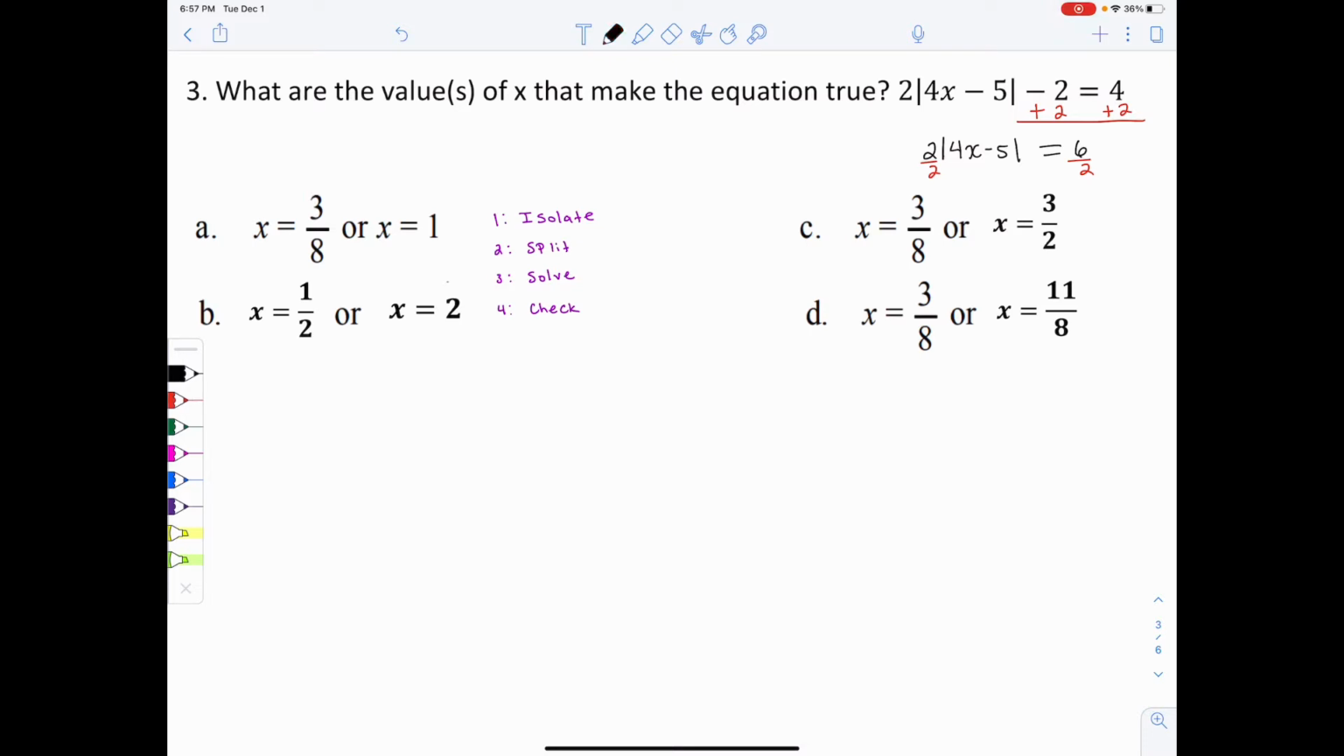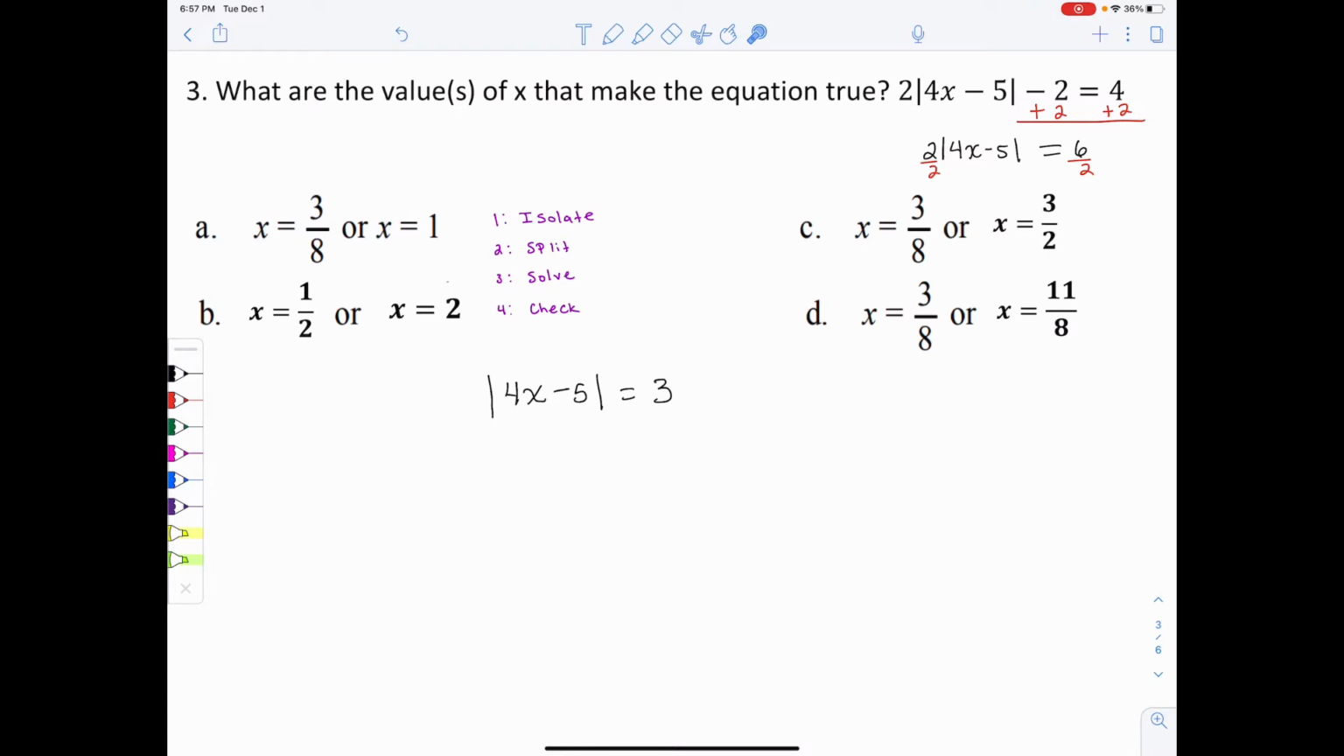So let me write my cleaned up version of that absolute value equation. Absolute value of 4x minus 5 equals 6 divided by 2, that's 3. Right, so you always need to clean up your absolute value equation to where all you have on one side of the equals is the absolute value part.